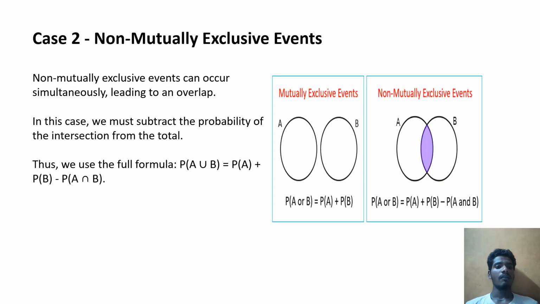Non-mutually exclusive events. Non-mutually exclusive events can occur simultaneously, leading to an overlap. In this case, we must subtract the probability of that intersection from the total. Thus, we use the full formula: P of A union B is equal to P of A plus P of B minus P of A intersection B. Mutually exclusive events: P of A or B is equal to P of A plus P of B. Non-mutually exclusive events: P of A or B is equal to P of A plus P of B minus P of A intersection B.